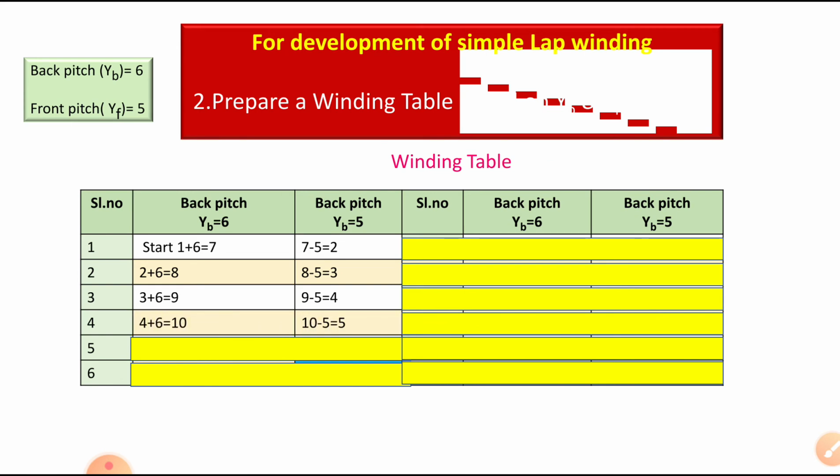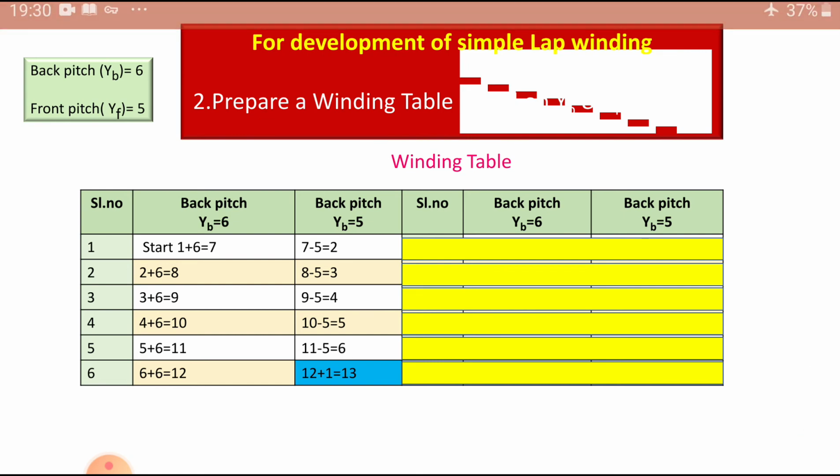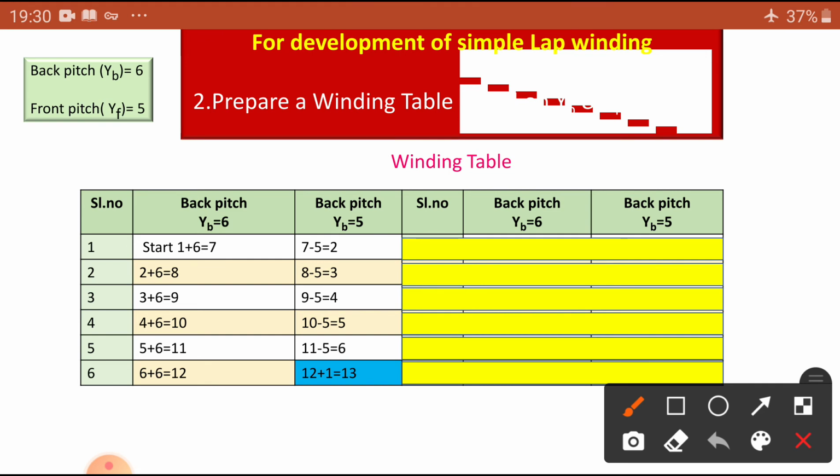to 4, 4 plus 6 is 10, 10 minus 5 is equal to 5, and 5 plus 6 is 11, and 11 minus 5 is equal to 6. Here 6 plus 6 is 12, and 12 minus 5 is 7. So we are going to get the same repetitive 7th one. So this 7th conductor is already filled here.